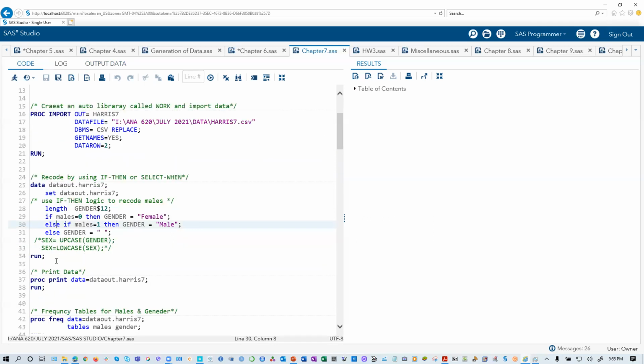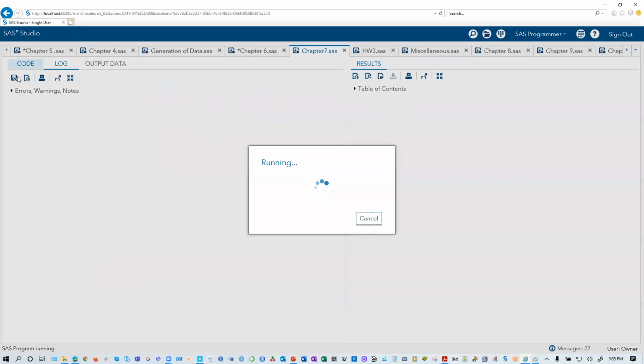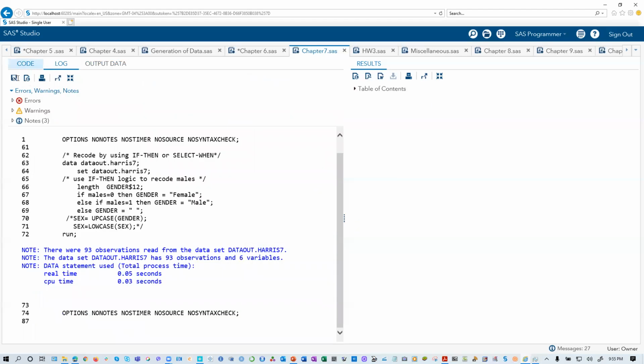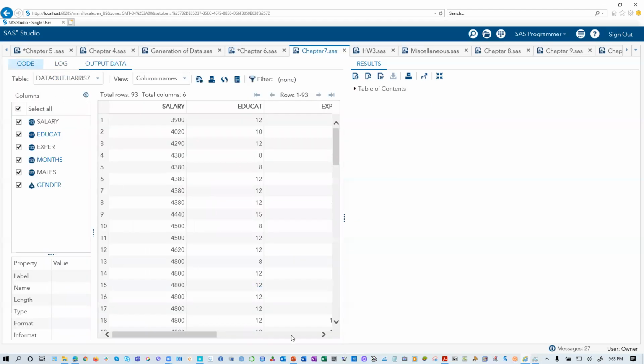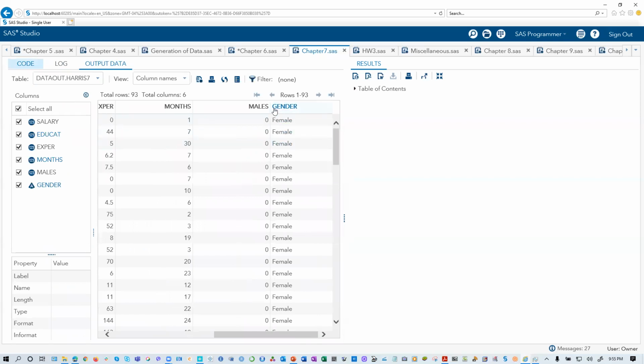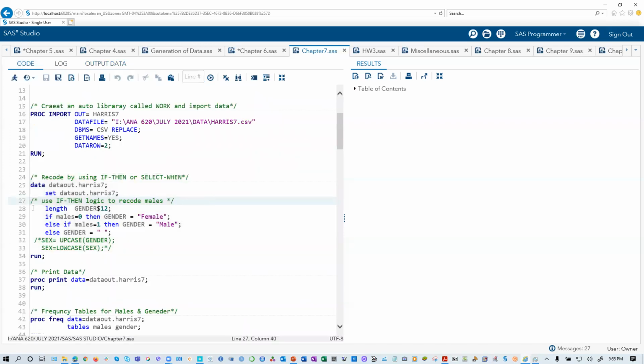Or you can do it this way: sex upper. If you want to change the uppercase and lowercase, that's a different thing. You know how to change that one. So now we have a new variable called gender. We're going to check the new variable, gender, with this length. Earlier the name was males. Males has been changed to gender.